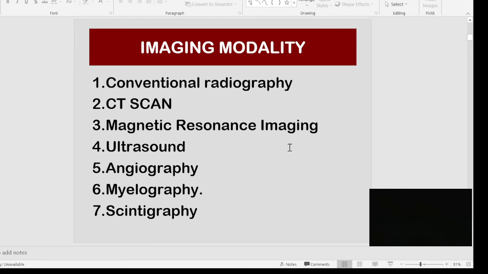So what are the imaging modalities that you use? Of course, we already know this. You have your CT scan, conventional X-ray, magnetic resonance imaging, ultrasound. You have your angiography, myelography, and scintigraphy. So these are imaging modalities. But let's focus our attention on the first three, the conventional X-ray, CT, magnetic resonance, maybe some angiography and myelography.